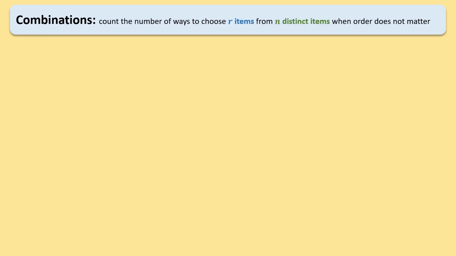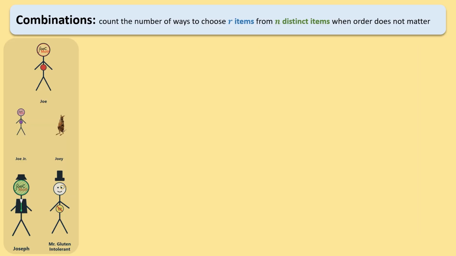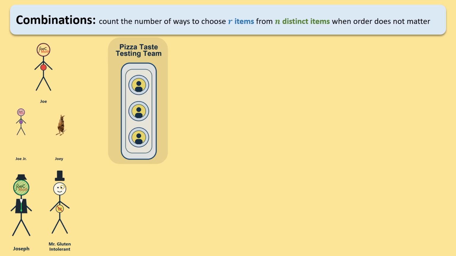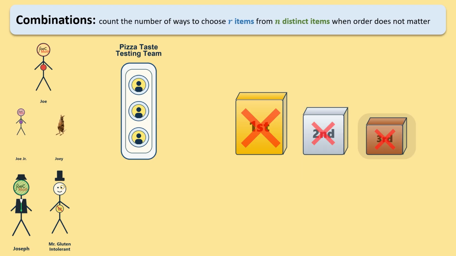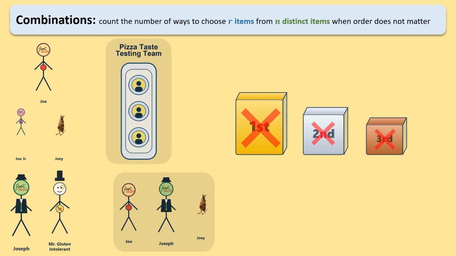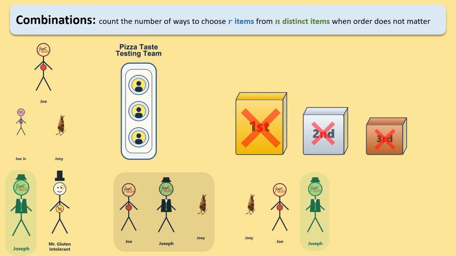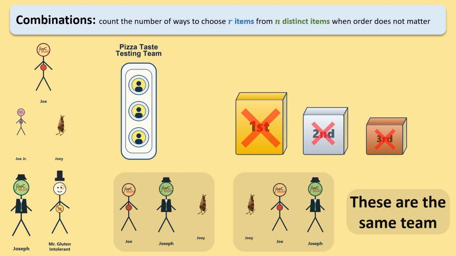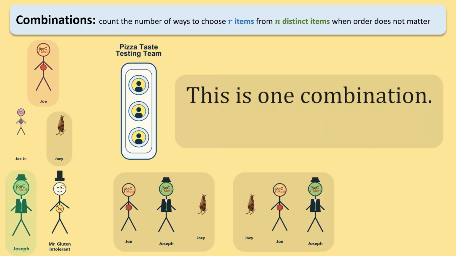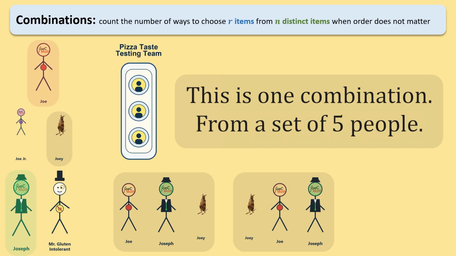For example, suppose we have 5 people and we want to choose 3 of them to be on a pizza taste testing team. Here, we are not choosing a first place, second place, and third place. We are just choosing which 3 people of the 5 are going to be on the team. So if Joe, Joseph, and Joey are selected, that is the same team as Joey, Joe, and Joseph. Changing the order does not create a new team. This is one combination of 3 taste testers from the set of 5 people.